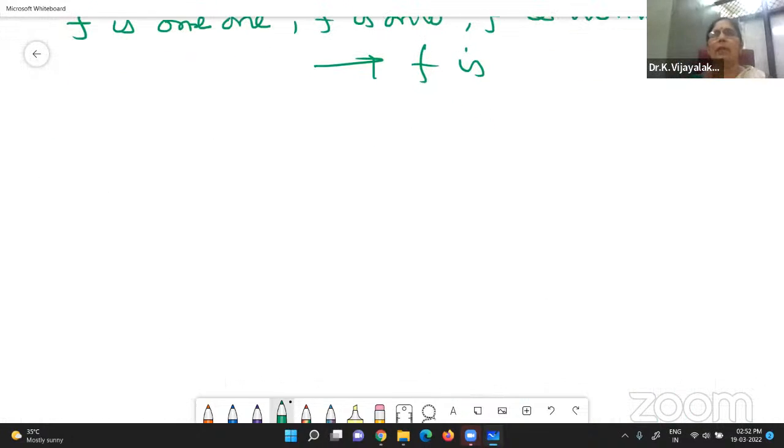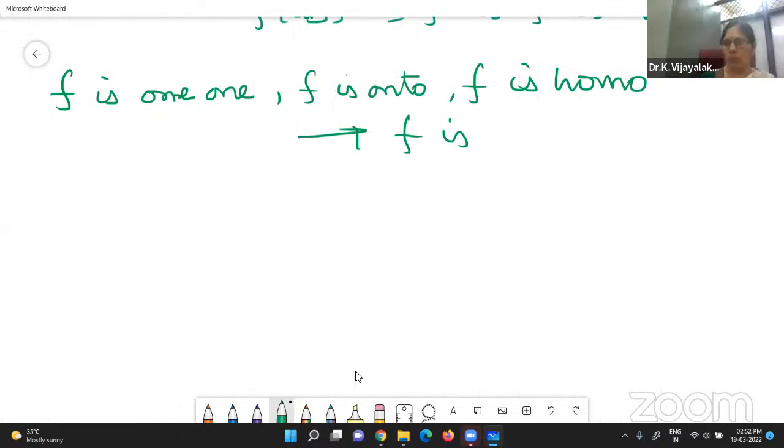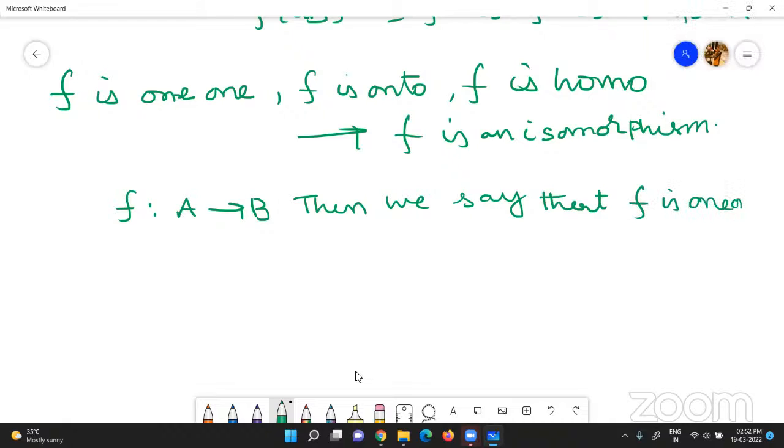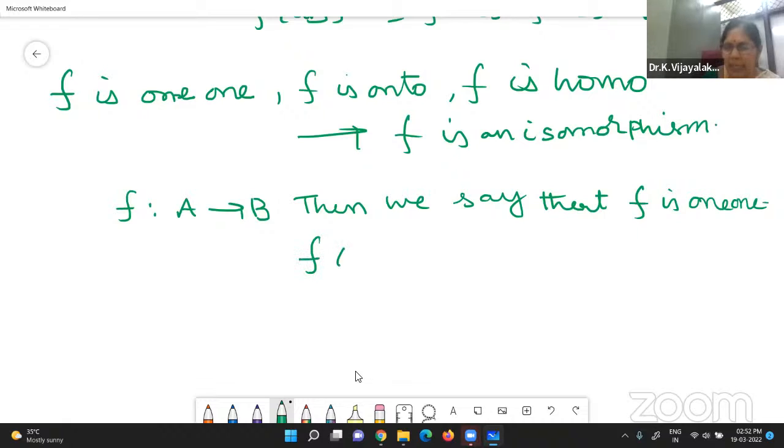Okay, f is 1-1, f is onto, and f is a homomorphism, means we call f an isomorphism. What do you mean by 1-1 function? Suppose f is a function from a set A to set B, then we say that f is 1-1 if distinct elements in A have distinct images in B. Students, f of a1 equal to f of a2 implies a1 equal to a2.